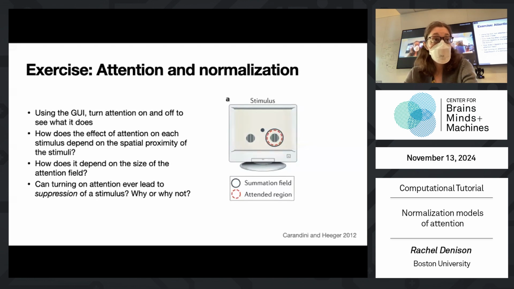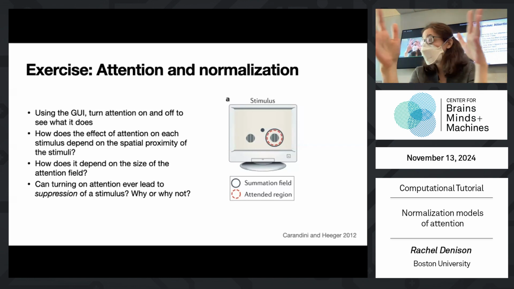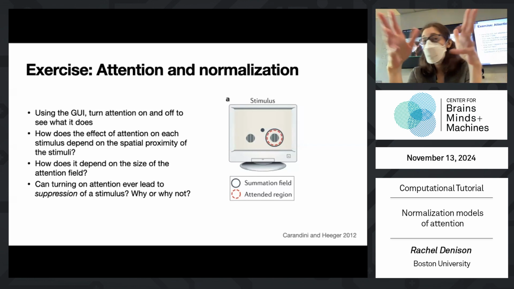And then we want to figure out, okay, how does the effect of attention on each stimulus depend on the spatial proximity of the stimuli? And how does it depend on the size of the attention field? So you could start playing with the attention size slider too, to make the attention field broader in space or narrower in space. Just play around with this, move around attention, move around stimuli, and see how they interact.